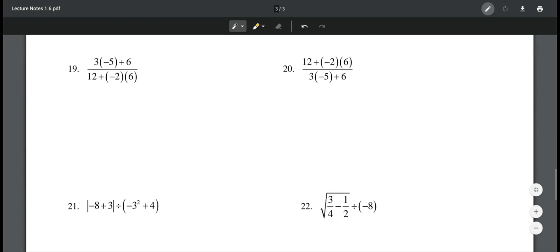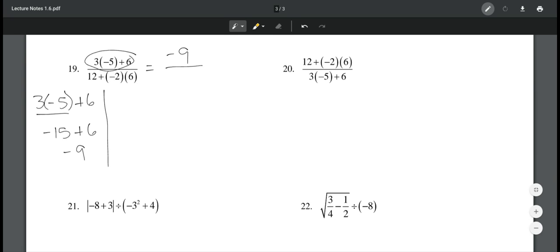Now, in the last 4 examples that we are going to do, we are going to tackle some problems that are a lot bigger with order of operations. So in the first problem, number 19, we're going to tackle the numerator first, get one number, and then tackle the denominator. So it's almost like working 2 different problems in one. So I multiply, I get negative 15. I add 6, I get negative 9 as my numerator.